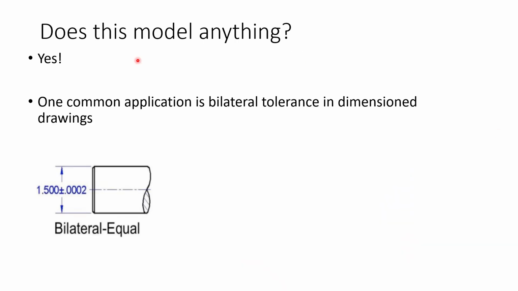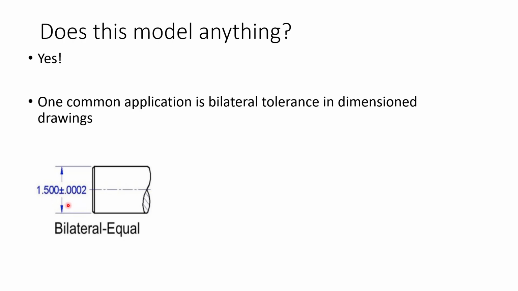Now, last thing, does this model anything? Well, it does. Now, is this like a really common one where there's like tons of great word problems? No, but it does model stuff. So one common application is something called bilateral tolerance in dimension drawings. I teach engineering, and my intro engineering kids would deal with something like this. So this is a tolerance, and what it's telling you is that that measurement is 1.500 something. Okay, like we don't know what that is. It could be centimeters, inches, feet. We don't know because there's no units on it. The units would be somewhere else on the drawing.